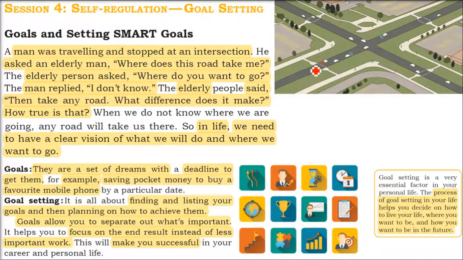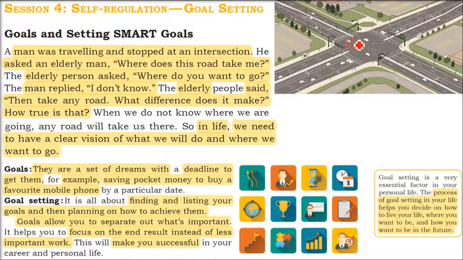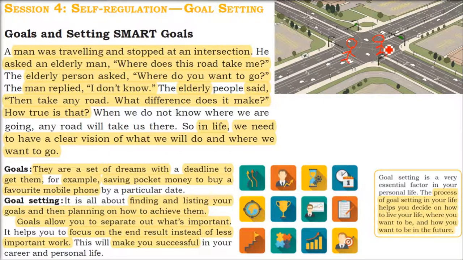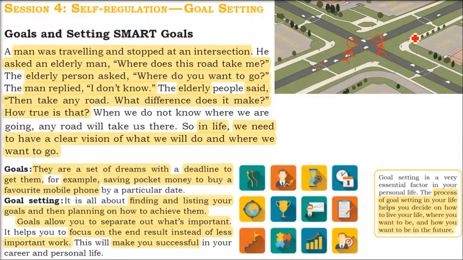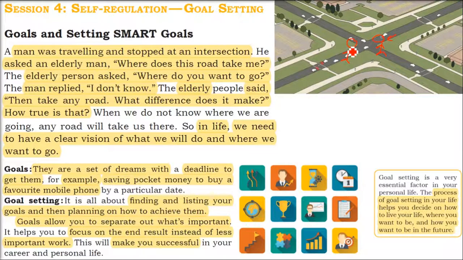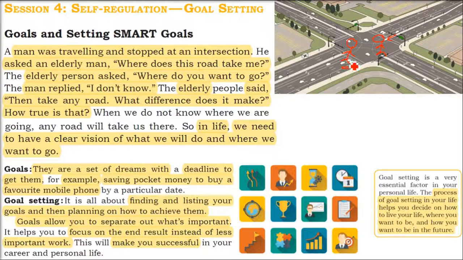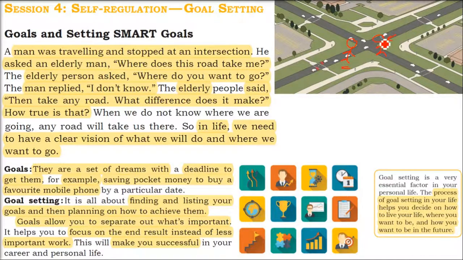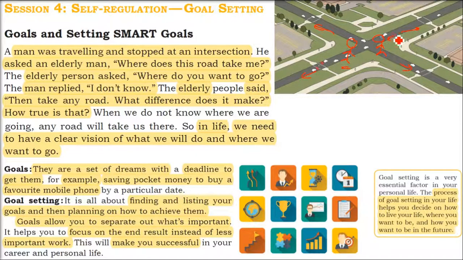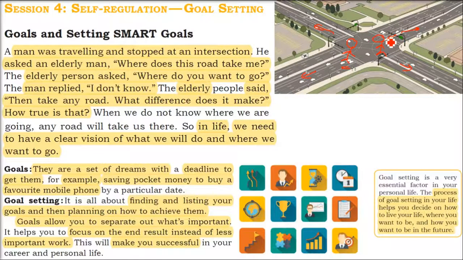So this is an intersection. I'm telling you a story. A man who was traveling stopped at this intersection. There was an elderly man, and he asked, where does this road take me? Where should I go? The elderly person asks, where do you want to go? The man replied, I don't know where I have to go. The elderly says, then take any road. What difference does it make? You can take any road because you don't know where you want to go.